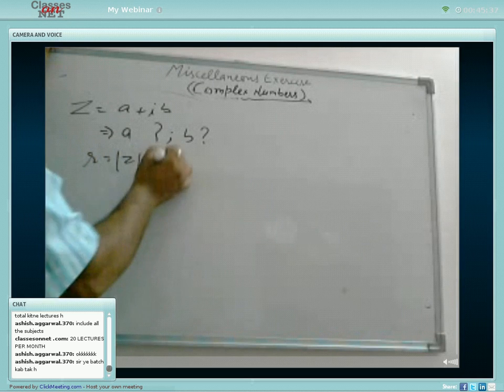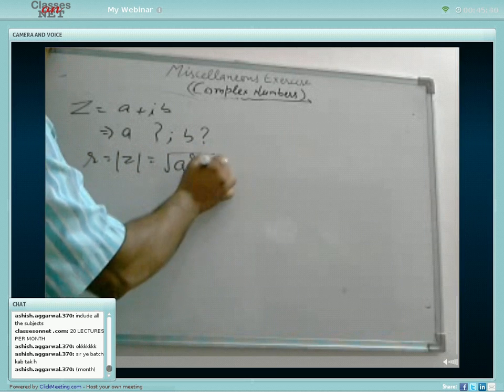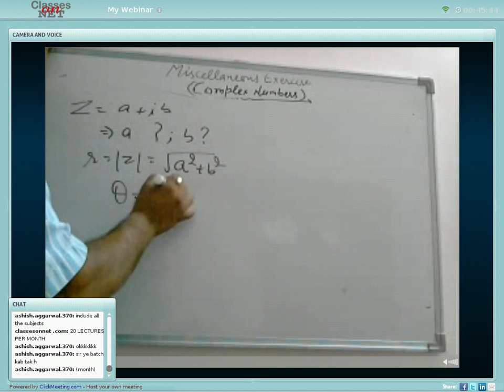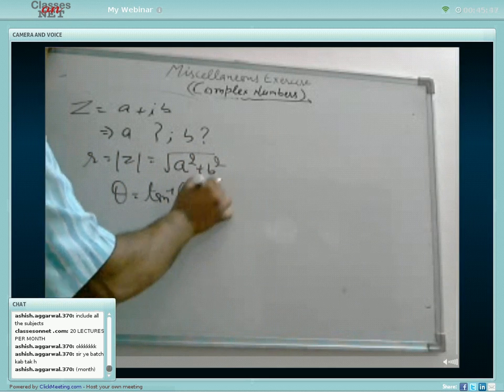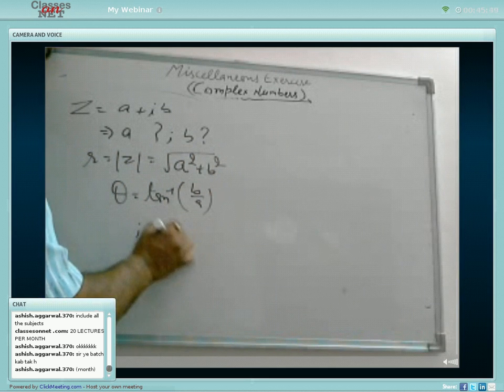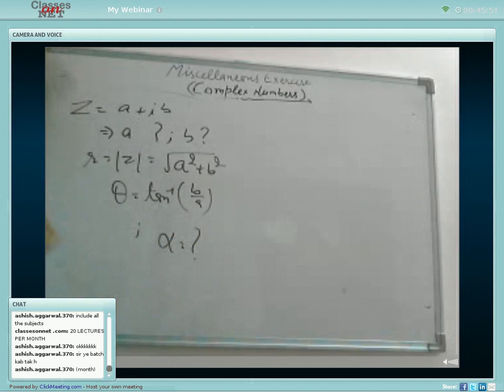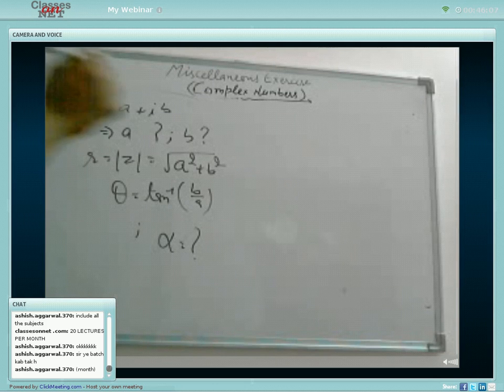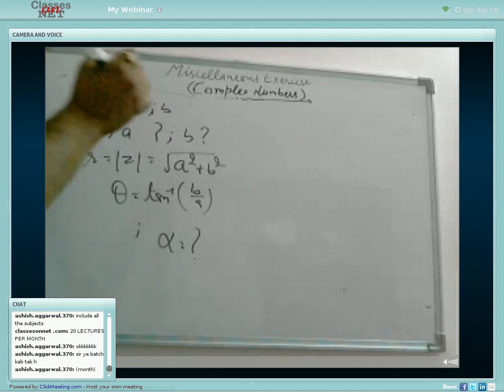R is the modulus of Z, which is equal to under root of a square plus b square. Similarly, theta is the tangent inverse of b by a, but before that you have to find out the value of alpha. Once you decide alpha, and you already know the sign of a and b, according to that you will be deciding the quadrant, and accordingly you will find in which quadrant it lies. Again, 14th question, you are given two complex numbers such that one of them is the conjugate of the other. Let us discuss it. It is a slightly different question.